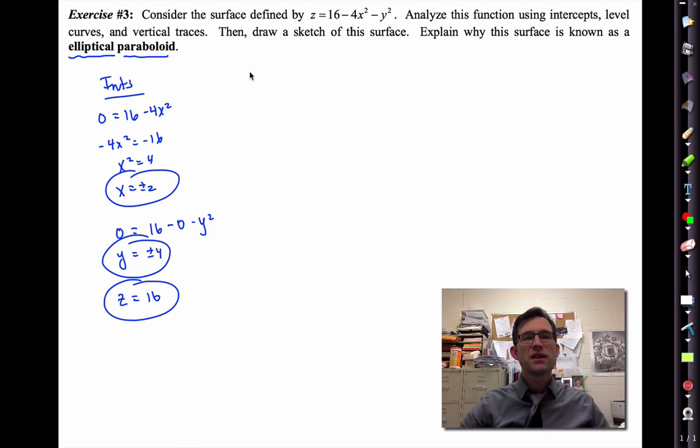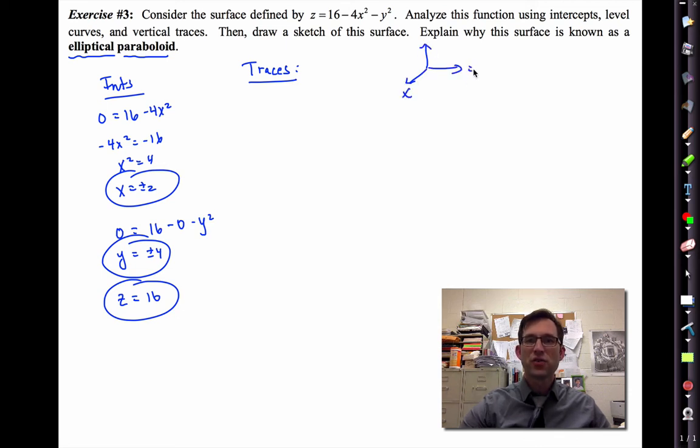Traces. You know, I'll tell you, after the last exercise, it made me realize something. With traces, it's actually very easy, well, maybe not easy, but it's very oftentimes helpful to do some basic traces. For instance, one trace that's good to do is x equals 0. That is literally what's known as the YZ plane. And if I put x equals 0 in there, what I end up getting is z equals 16 minus y squared. So a parabola that opens downwards. Right? So that's something like this.